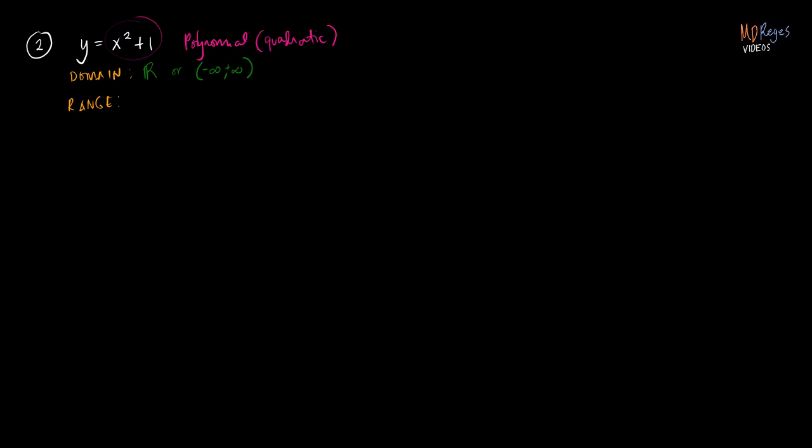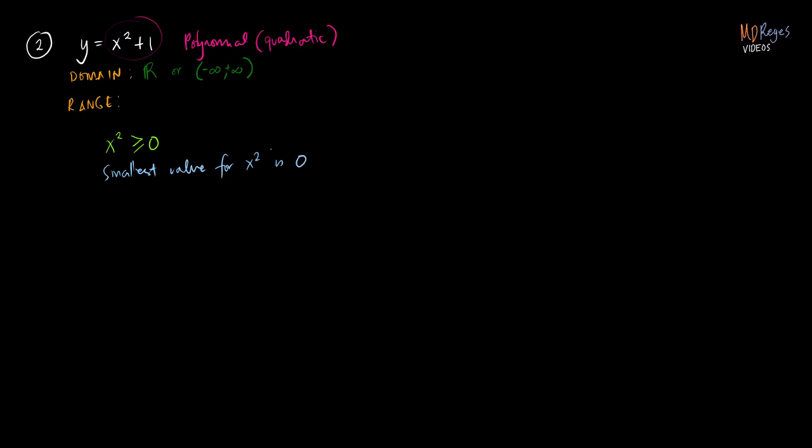I have already said in the video on the introduction of functions that x squared is always positive. So therefore, the smallest possible value for x squared is 0. So x squared is always greater than or equal to 0. So x squared can be 0 or any positive number. So now we know that the smallest possible value for x squared is 0.